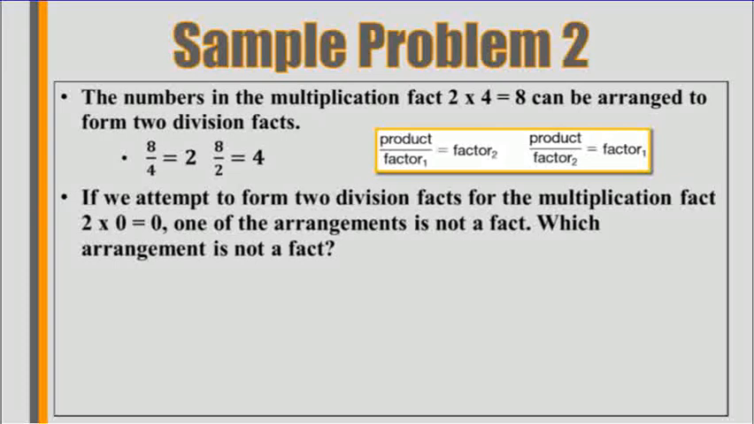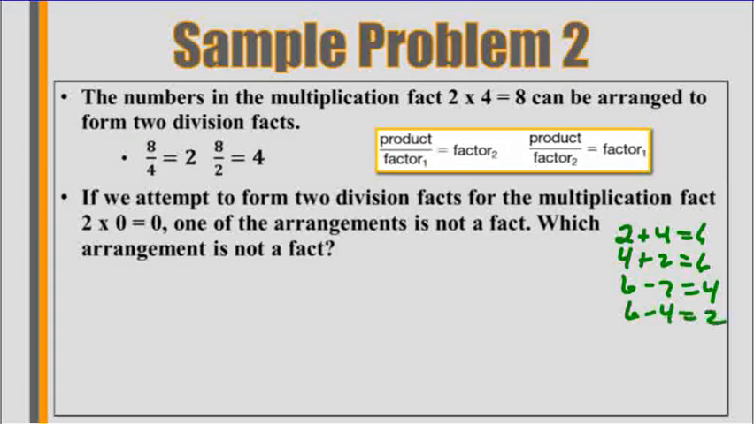Second example. The numbers in the multiplication fact 2 times 4 equals 8 can be arranged to form 2 division facts. Remember that early on in the younger grades, we did math fact families where you did 2 addition and 2 subtraction. So an example of that would be like 2 plus 4 equals 6, 4 plus 2 equals 6, 6 minus 2 equals 4, and 6 minus 4 equals 2. That would make a fact family. They all work. Those are all true statements.